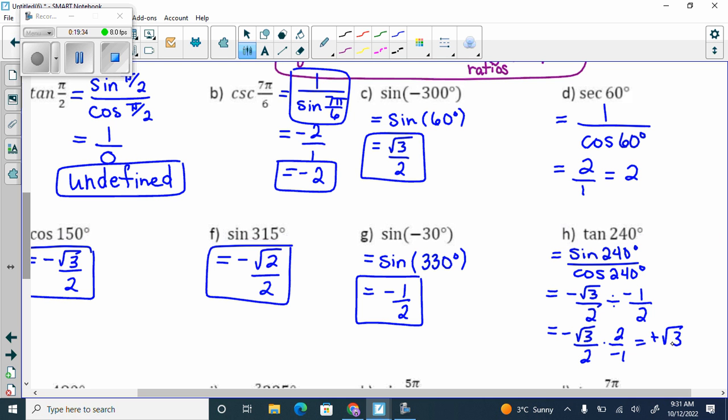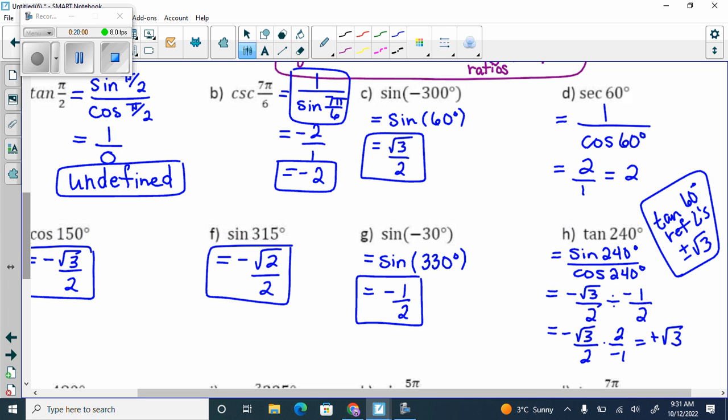Just so you know, what reference angle would 240 have? 60. Yeah, it'd be 60, right? The reference angle would be 60. All tan 60 degree reference angles will end up as plus or minus root 3. Just a little side note.